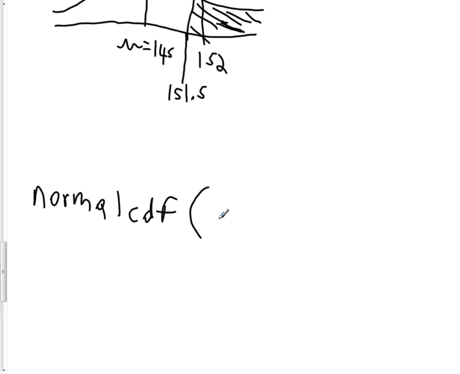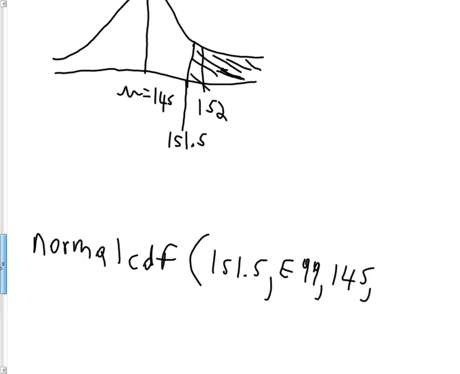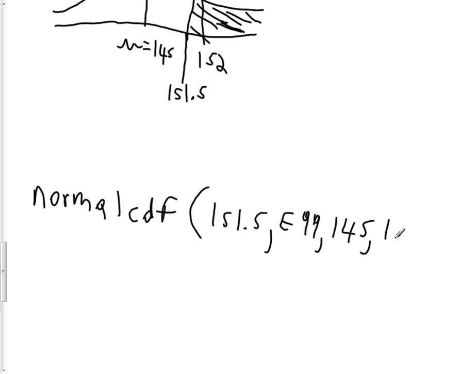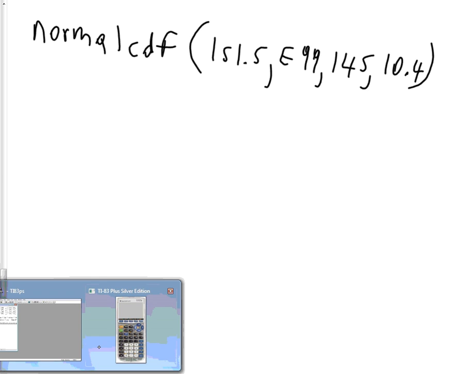The left x would be 151.5. The right x would be E99. The mean is again 145. And the standard deviation is 10.4. So we're going to plug those numbers into the normal CDF and get an approximation for that binomial probability.